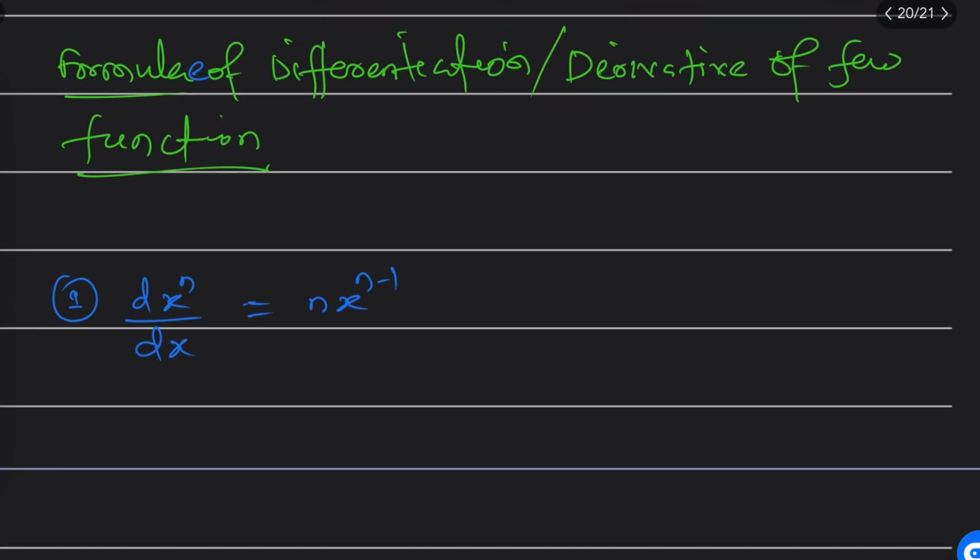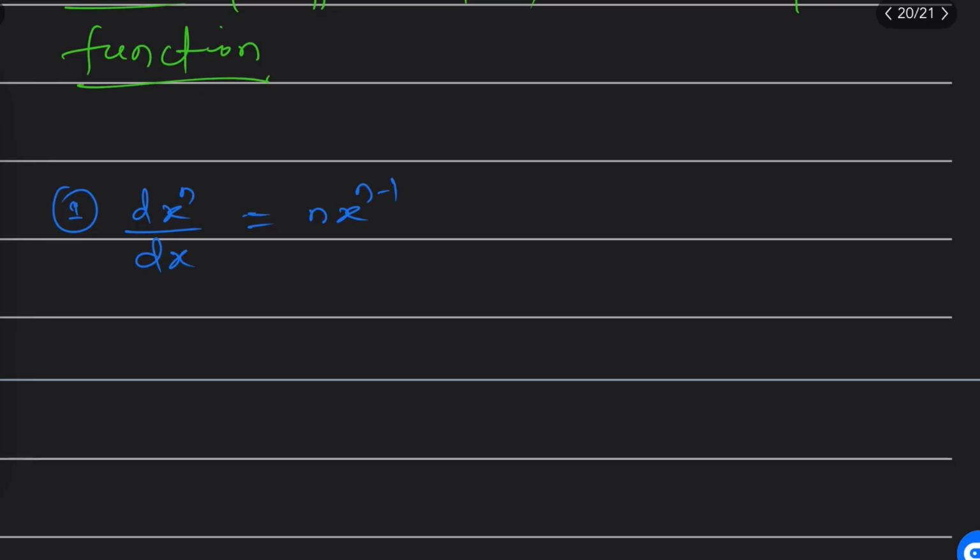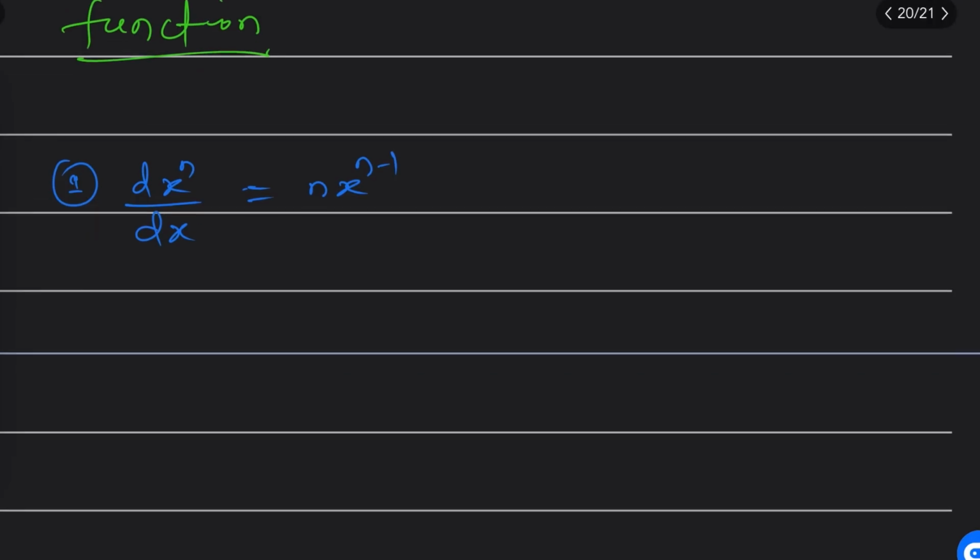Why? Because in mathematics we are going to give you the proof of it, but here if I go with the proof, it is going to extend the video so much, and it's not useful in physics. So what is useful in physics? To understand this formula and to keep it in mind, that's it. d x to the power n by dx is n x power n minus 1, right?